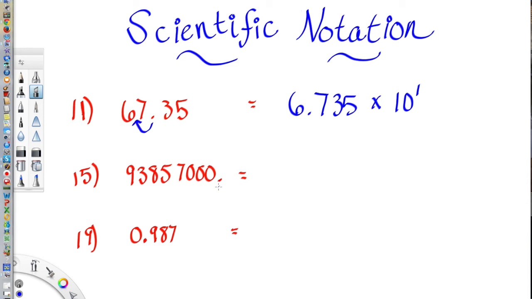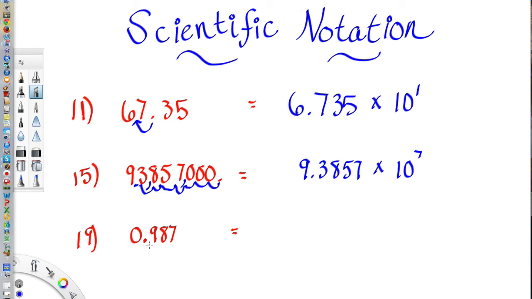Okay, let's look at number 15. I'm moving the decimal point to get it into scientific notation. I have this number written in standard form, which is 93,857 thousandths. So I need to move this decimal point 1, 2, 3, 4, 5, 6, 7 places, so it's right here between the 9 and 3. I really don't need those extra zeros, but I'm going to have to move this decimal point 7 places to the right to get it back to being equivalent to that original number.